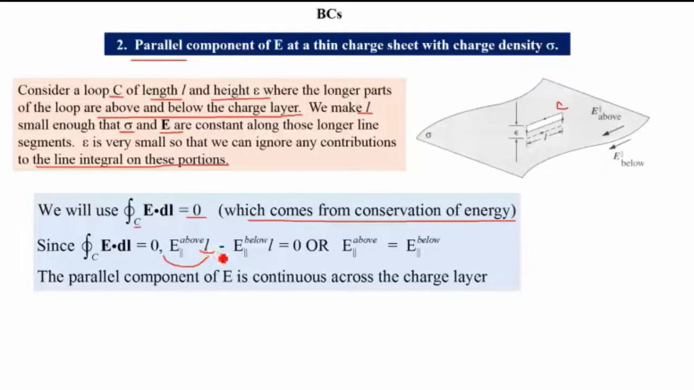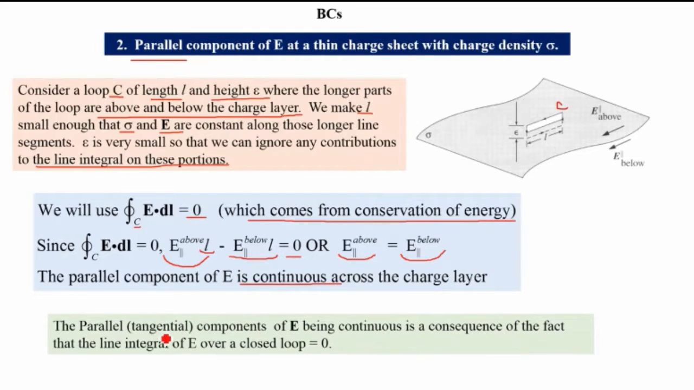And then we'll have the opposite sign because we're going in the opposite direction, and so we have E below parallel times L. And because the integral of this is equal to 0, these two components with the minus sign in fact is the integral, and that's equal to 0. Well, you can see that because this is 0, you can throw away the L's, and so you end up then with E above parallel equals E below parallel. So the parallel components of E, those are continuous across the charge layer.